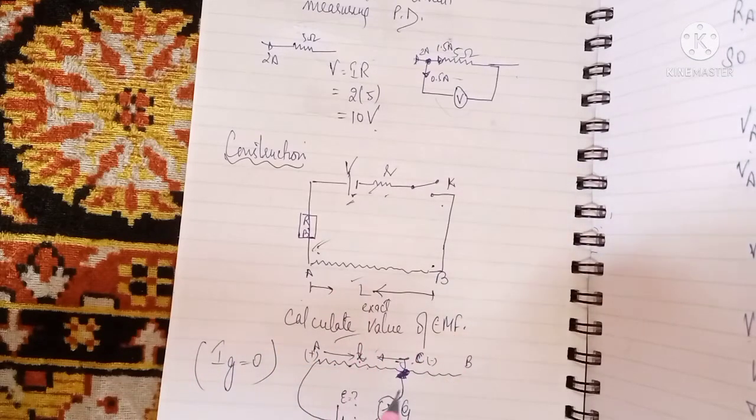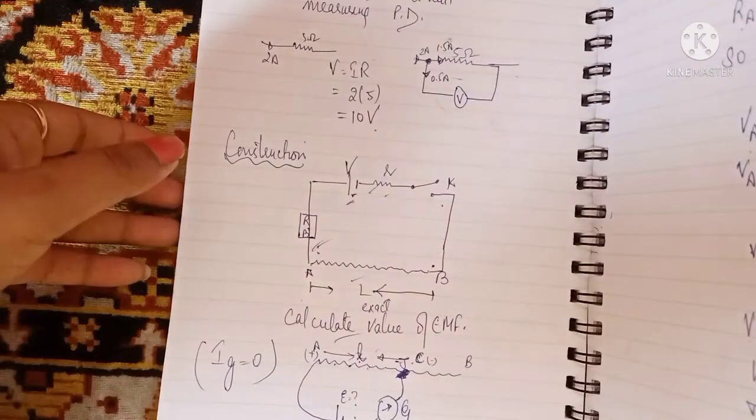Now it works on the principle of, again, the null point or null deflection method. That is, the current through the galvanometer should become equal to 0. As we have studied, when the current through the galvanometer is 0, in that case the potential across the wire VAB depends on its length totally.